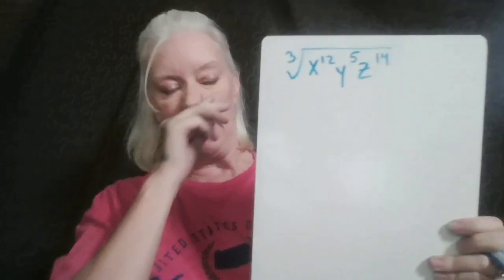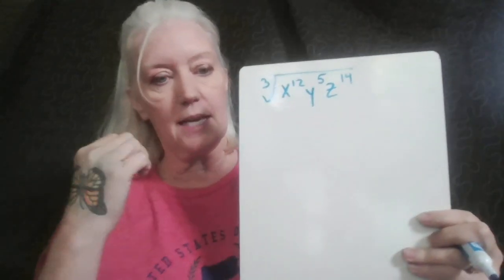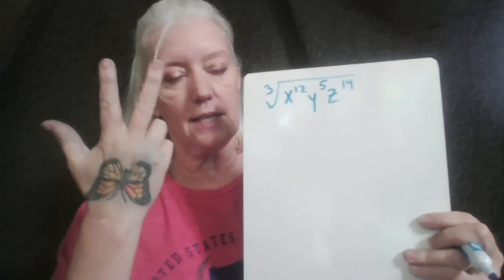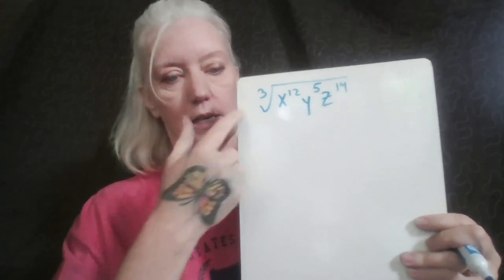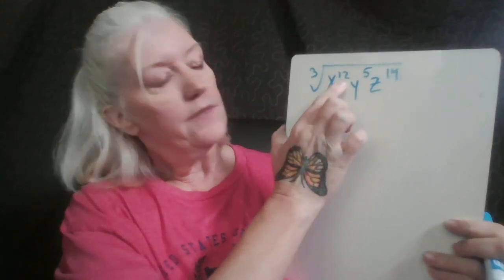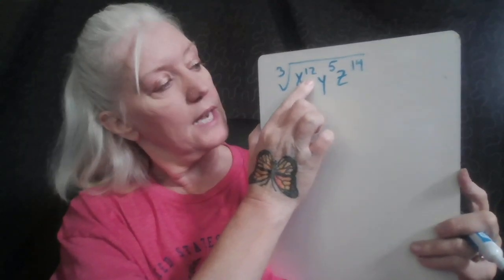Now, look, what happens if my power isn't a square root? Let's do a cubed root. Cubed root of x to the 12th, y to the 5th, and z to the 14th. This time you're looking for groups of 3 because x to the first, x to the first, x to the first, x to the third, the cubed root is going to take it out and become an x. So now you have to divide these by 3. This is going to become x to the fourth on the outside.